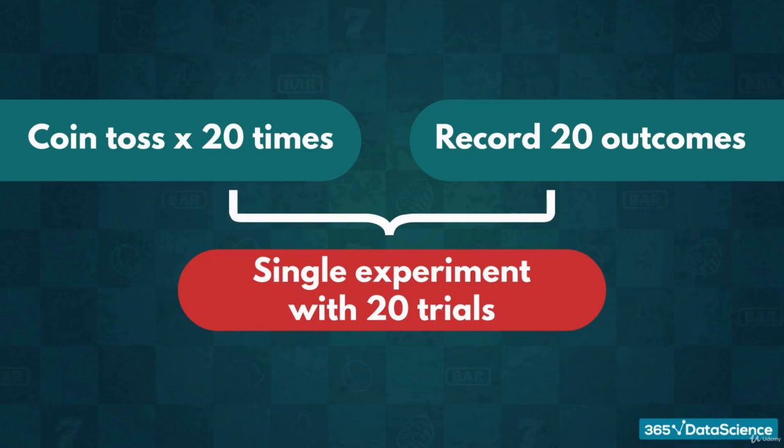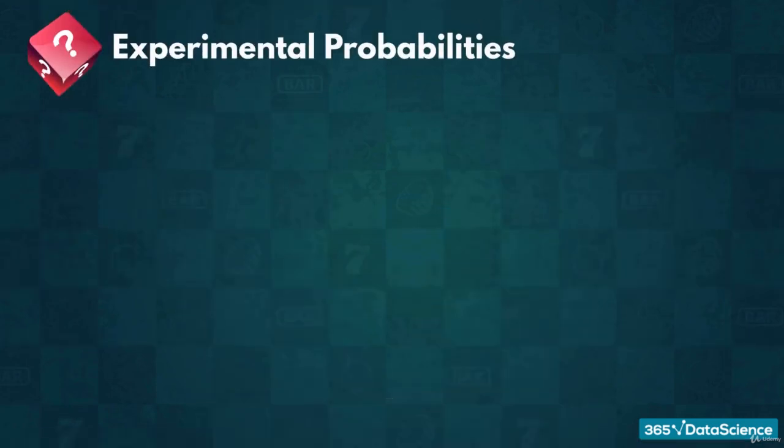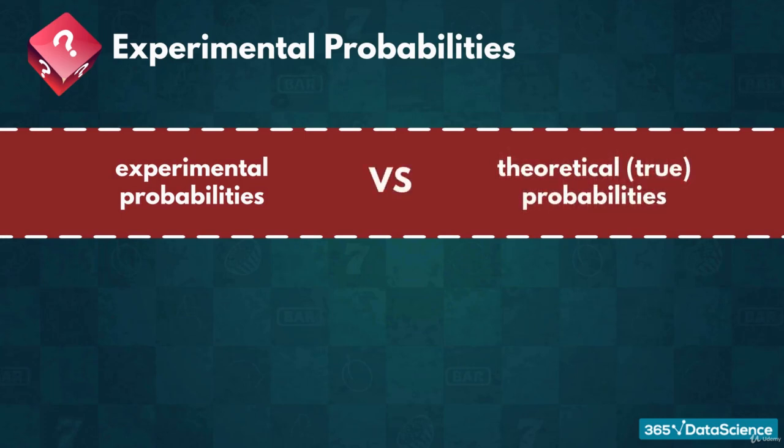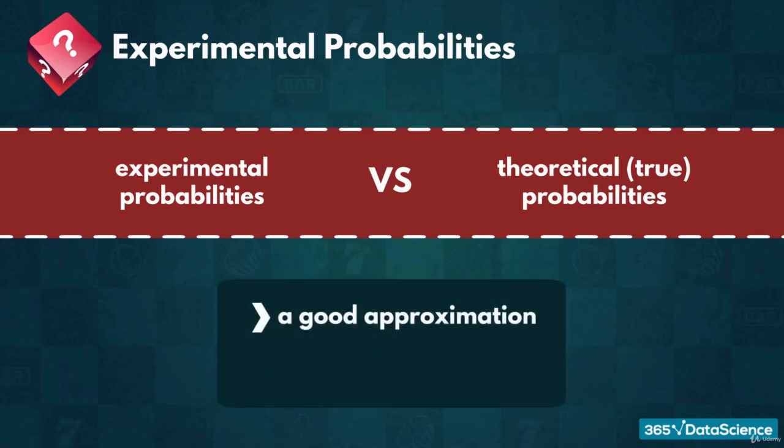All right. The probabilities we get after conducting experiments are called experimental probabilities, whereas the ones we introduced earlier were theoretical or true probabilities. Generally, when we are uncertain what the true probabilities are or how to compute them, we like conducting experiments. The experimental probabilities we get are not always equal to the theoretical ones, but are a good approximation.